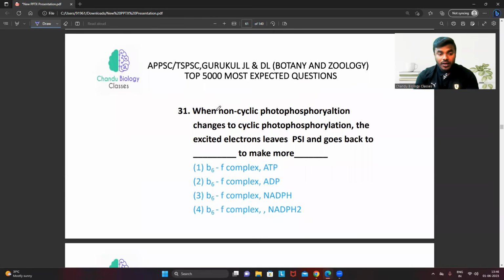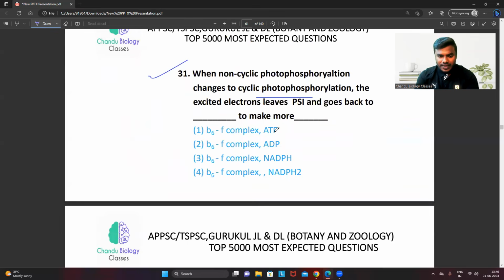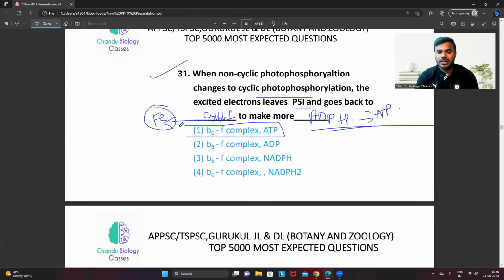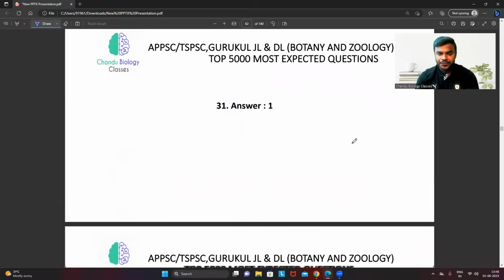Okay, now next one. When non-cyclic photophosphorylation changes to cyclic photophosphorylation, the excited electrons leave PS1 and go back to make more what? Simple question, right? They will go to the cytochrome b6f complex. In the morning class also I told you, cytochrome b6f complex is the iron-rich complex which is involved in the production of ATP by joining ADP with Pi. Obviously, what is the answer? ATP formation. The answer is number 1, not to be confused.